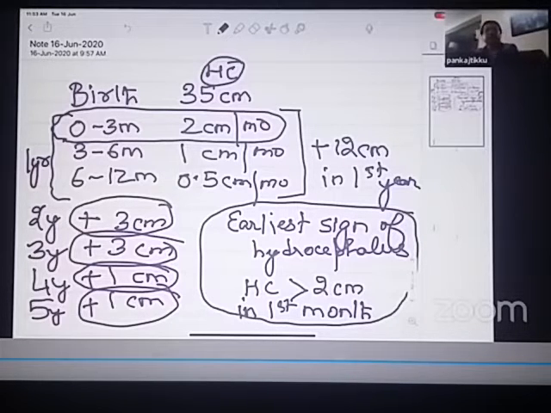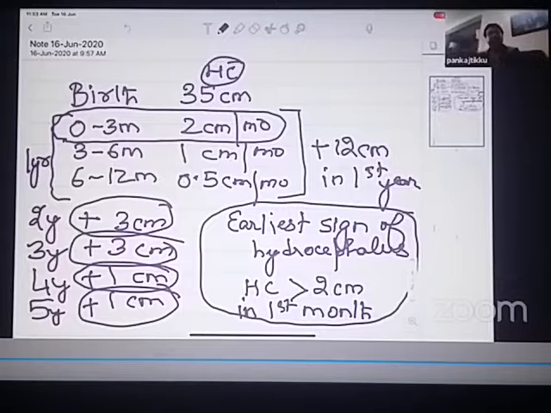Suppose a child is brought to me at birth, and I take the head circumference of this child. It was 35 centimeters. We expect it to be 35 centimeters at birth. When he is brought to me again at 1 month of age, I take his head circumference, and now it comes out to be, suppose, 38 centimeters. It was 35 centimeters at birth, and at 1 month it is 38 centimeters. That means a growth of more than 2 centimeters in the first month. This is a suggestive sign of hydrocephalus, a large head.